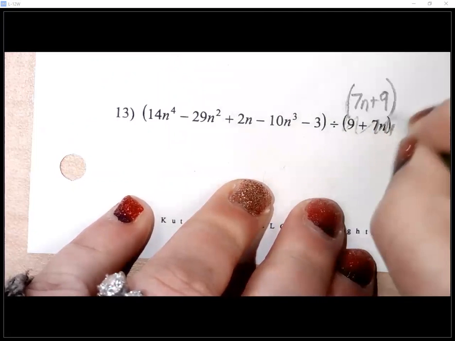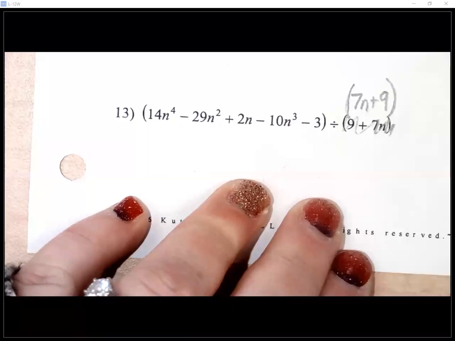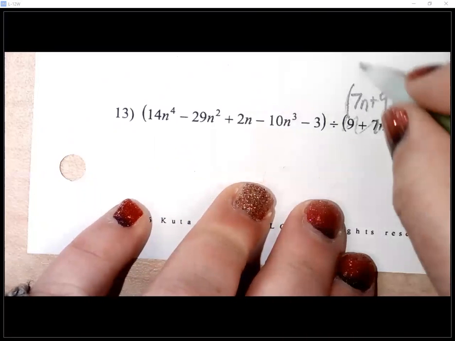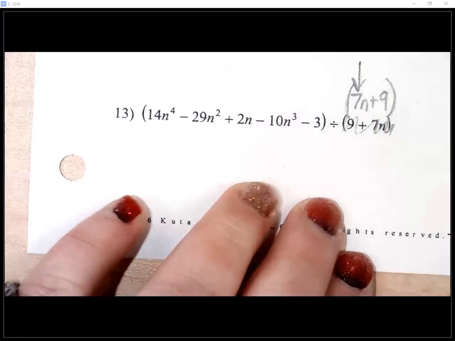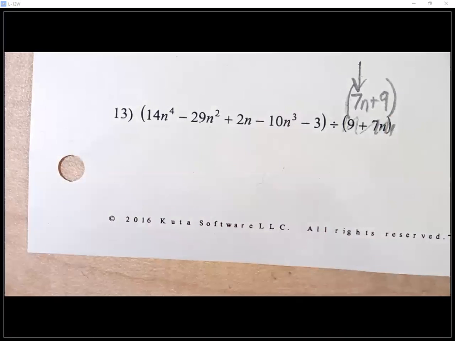I can't do synthetic on this one because of that 7 right there. The leading coefficient of the binomial I'm dividing by has to be 1. If it's not 1, I can't do synthetic division on this. Too bad, so sad. So I'd have to do long division. Let's go ahead and do long division on this one.